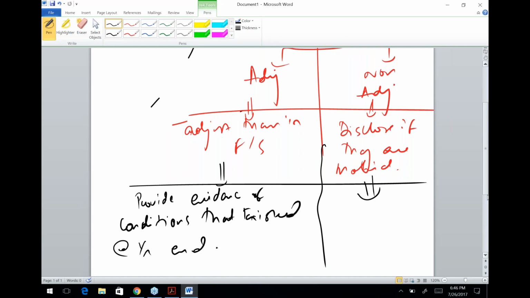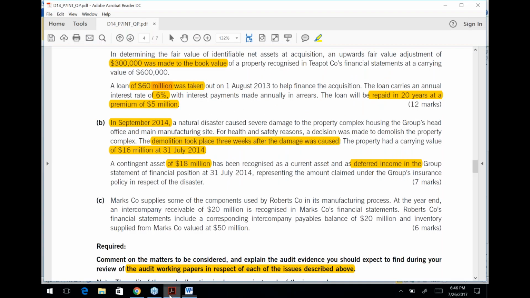Now, in this scenario, what has happened is that in September 2014, which is after the reporting period, a natural disaster caused severe damage to the property complex housing the group's head office. So there was actually a natural disaster in September 2014 causing damage. That means this event is indicative of something that happened after the year end. It did not happen at the year end. It happened after the year end. And resultingly, the property is also demolished. So this scenario is a non-adjusting event. Why is it a non-adjusting event? The reason is that it took place on 30th September. It provides indications of a condition that arose after the year end of 31st July.